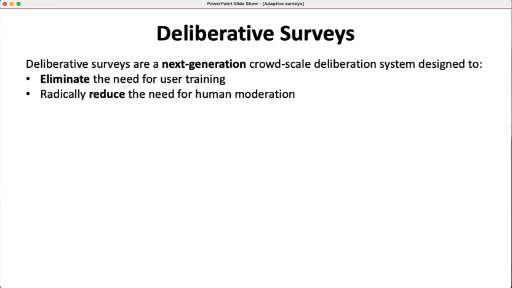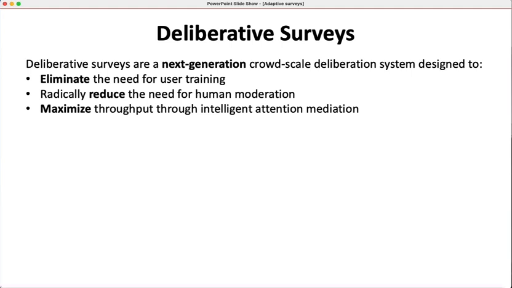The second is that even though the moderation process in the deliberatorium is not terribly burdensome, it still represents an overhead cost, and we have wanted to radically reduce the need for human moderation when using the tool, while still getting high quality results. Finally, we have been looking at how we could maximize how much knowledge you can get from the crowd in a given amount of time, maximize the throughput through something we call attention mediation, which is essentially drawing the attention of the participants of the crowd to the parts of the map where they can do the most good.